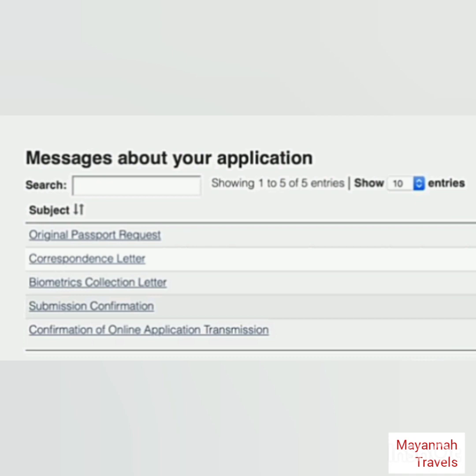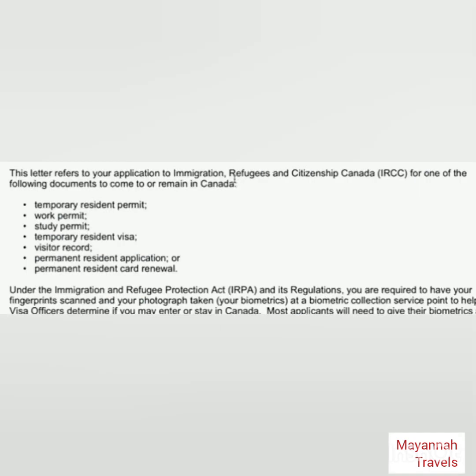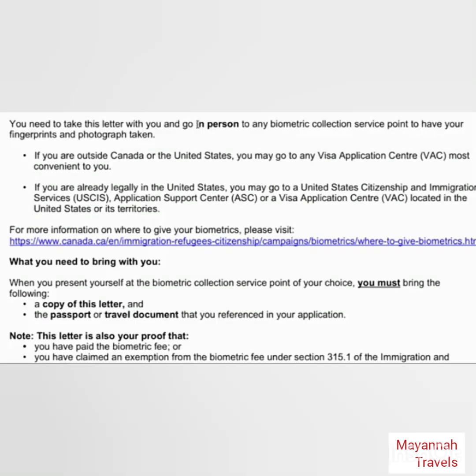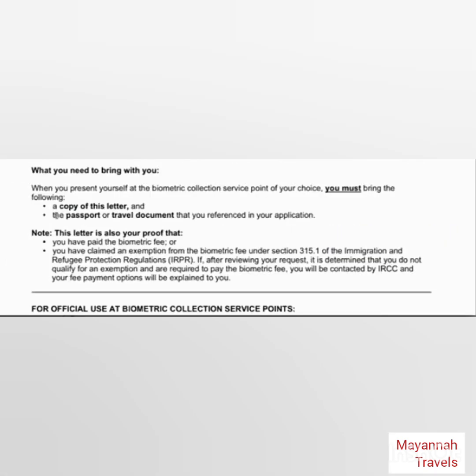These are your messages. After you have paid and submitted your application, you will instantly get a payment receipt number. Then after a while you get a submission confirmation, which will tell you that your application has been received by immigration. Then you wait a day or two to receive the biometrics collection letter, and after you receive that, you go and give your biometrics. These are the things you have to go with when you present yourself at the biometric collection service point of your choice: a copy of your letter and a passport or travel document that you referenced in your application.